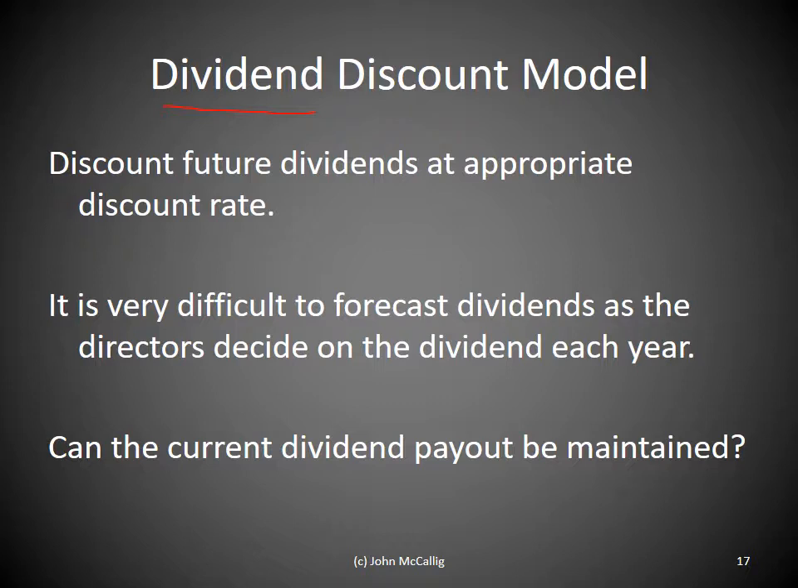Unfortunately, it's not the greatest of models for most firms because it's very difficult to forecast dividends, as they're a financial variable that depends on the directors of the company and what they decide the dividend should be each year. They're not necessarily linked to how much value the company is creating, how fast it's growing, or any of those things. If we do use the dividend model, we also have the problem of whether the current dividend payout can be maintained. So even if we have a company that does pay a very steady dividend and it's growing at a certain rate, we have to ask ourselves, can it be maintained?